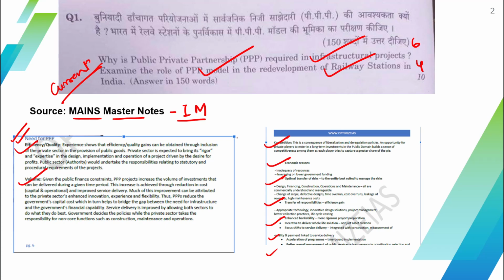Directly, because we all know that the railway budget is constrained. Railway does not have sufficient capital to redevelop these stations, and it has a lot of land freely available. So if it goes into the PPP, it can easily improve the quality of services in the railway station. So it was a very easy question, directly static. If you have read the mains master notes, you can answer and get at least 8 out of 10 marks. Okay, let us see the second question, guys.